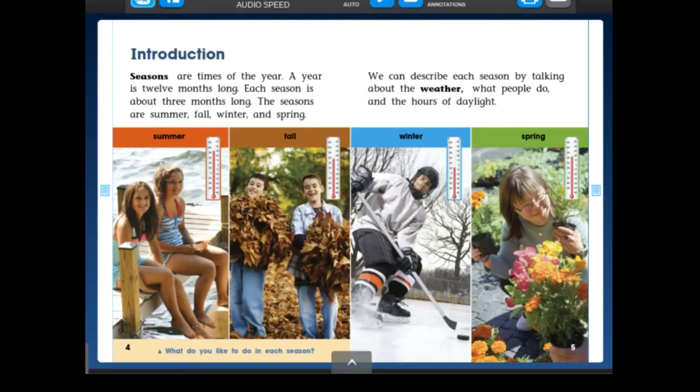Hi, everybody. Remember last week we read this book, Weather and the Seasons? Today we're going to look at it again. We're going to be talking about cause and effect. Now, we've talked about that before. Cause is why something happens, and then the effect is what happens.